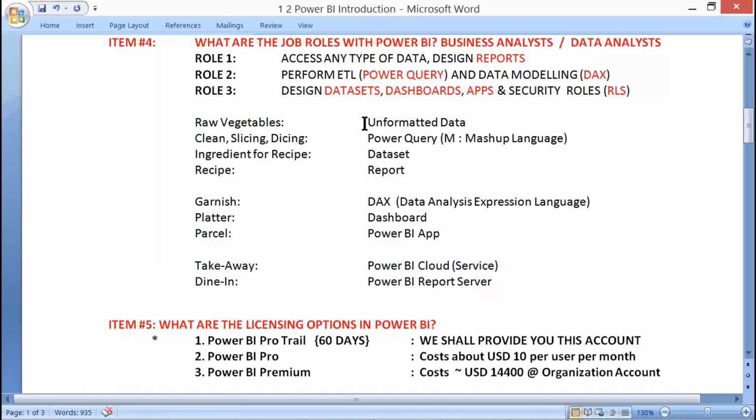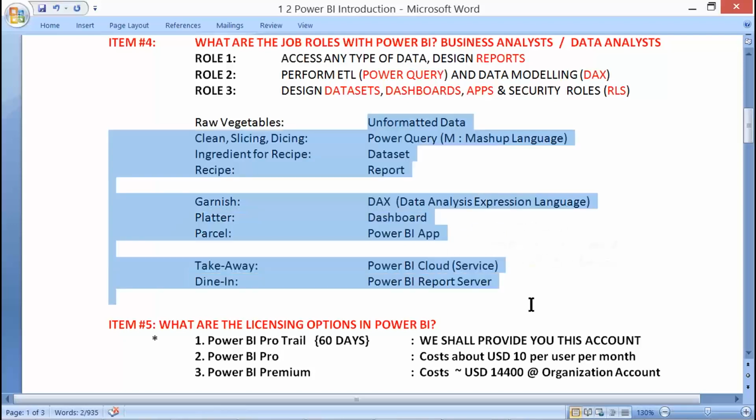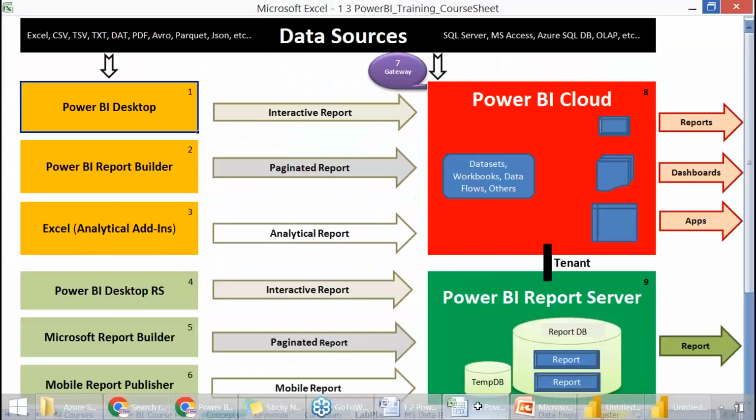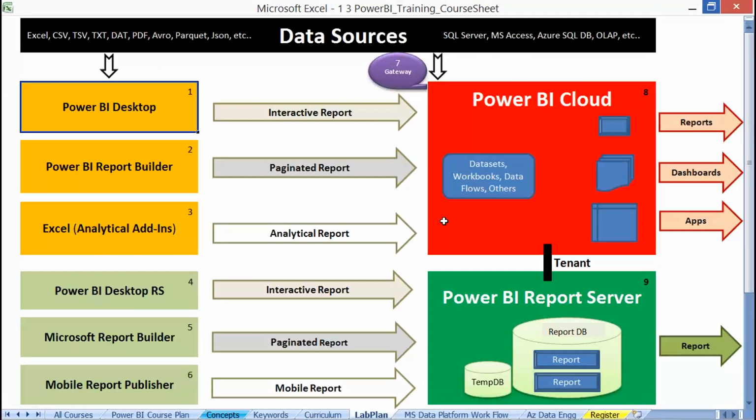So remember, unformatted data, Power Query, data set and report. From there comes DAX, dashboards, apps, cloud and report server. Put everything together: our lab plan. I said 6 different tools. I said multiple tools are there, right? Yes, 6 tools we need to learn in our classes to work with complete Power BI end-to-end implementation. 1 to 6.